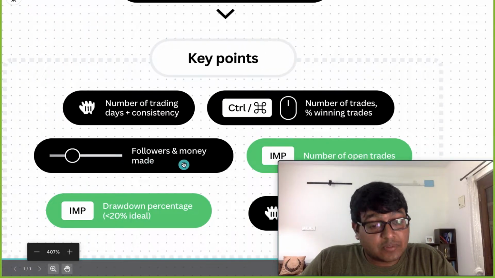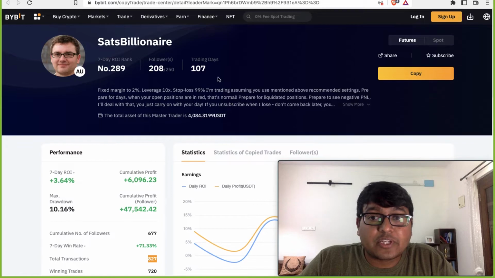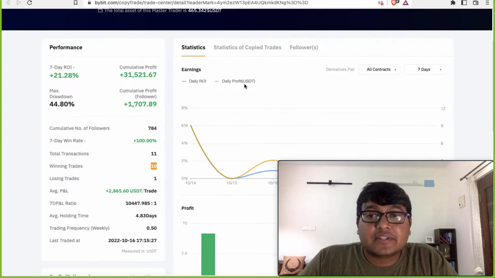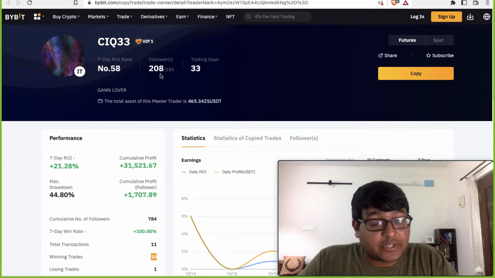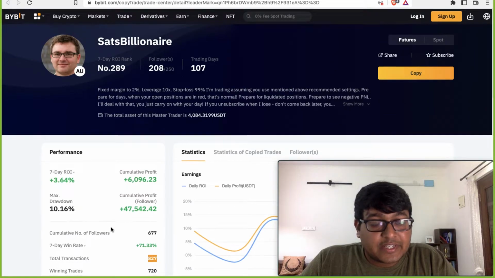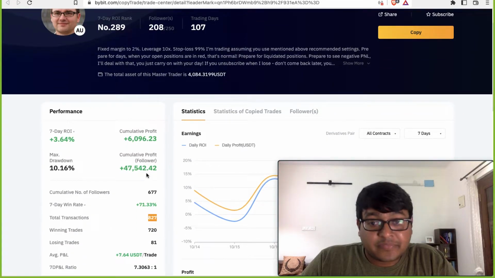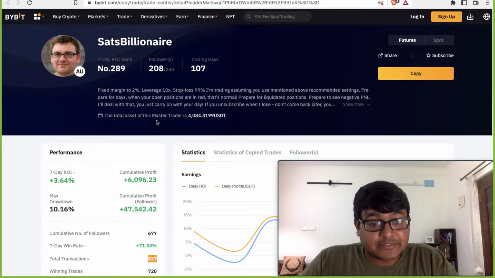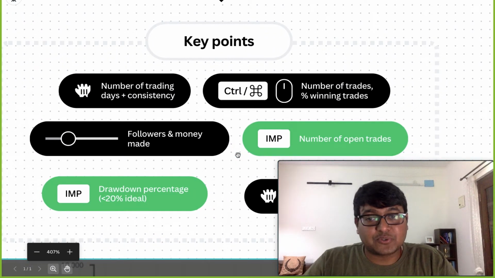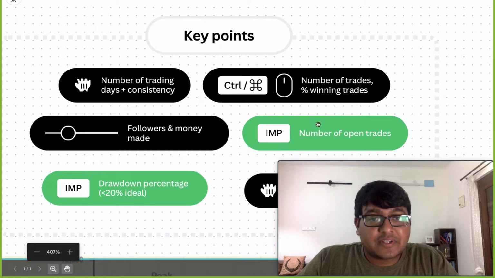Then followers and money made. Now look at the count of followers. This guy has 208 followers. This particular guy also has 208 followers. The next thing I need to check is the cumulative profit made for the followers. It says 1,707 here, whereas for the other trader, it's something like 47,000. So definitely this guy is beating him in that. I've of course taken two extreme traders to explain this.